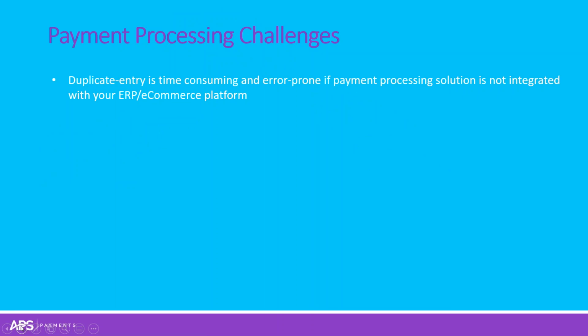Now, what are some of the payment processing challenges that most of our merchants mention to us when they first approach APS? The duplicate entry. Everybody's familiar with that. If you're processing outside of your Sage 100 system, you have to first capture the card, and then you have to type the information into your Sage system. And of course, that's prone to errors, not to mention the time that you spend typing all of this information into the system.